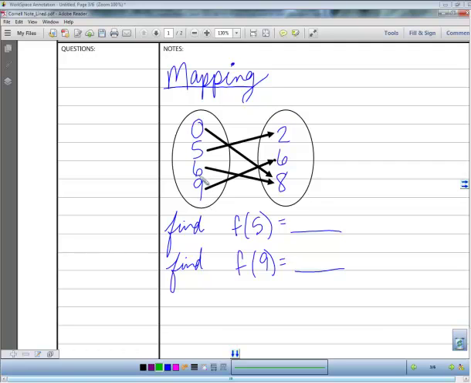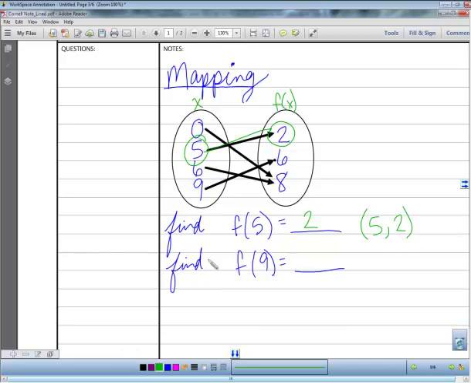So when we're looking at mapping, we have these two circles, and the first one represents my input, or my x, and this one is my f of x or my y. So my inputs are 0, 5, 6, and 9, and my outputs, or my f of x, or my y, are 2, 6, and 8. So I'm being asked to find f of 5, so I come over here to 5, and I follow the arrow, and it points to 2. So f of 5 equals 2, so the function value of 5 is 2, and I'm going to write this as an ordered pair of 5, 2.